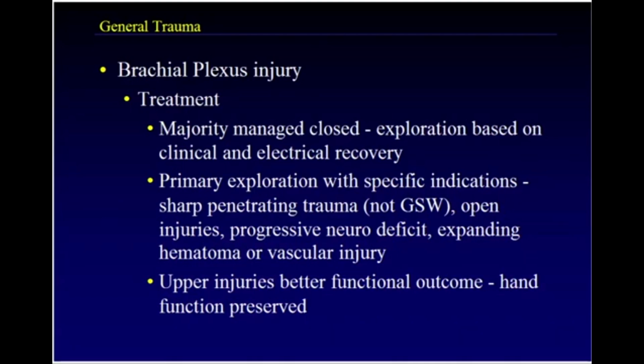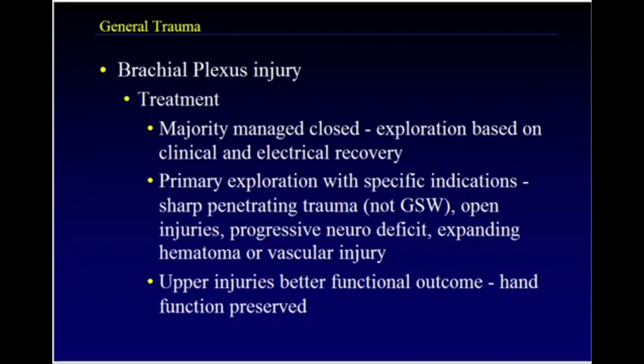And remember that upper plexus injuries generally have a better functional outcome because that leads to preservation of hand function, and that's most important, with most of the hand's derivation coming from the lower portion of the plexus.